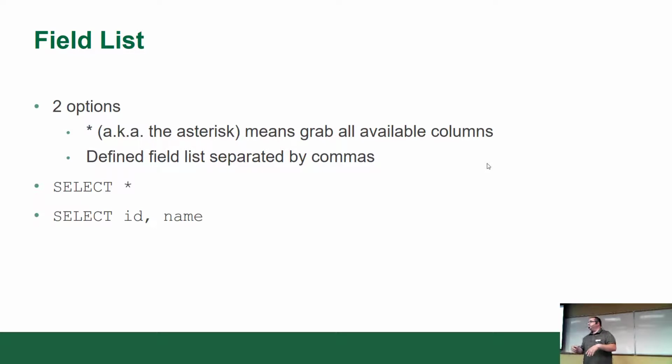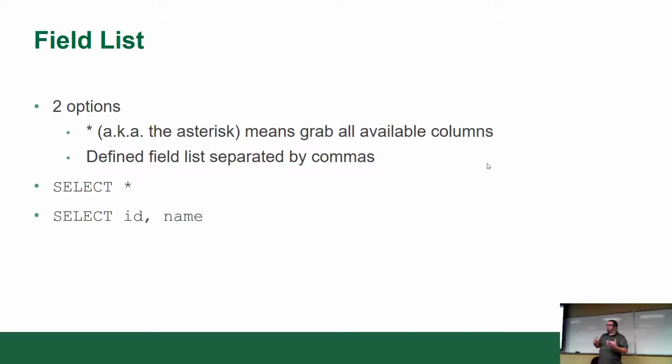The field list, there's 2 choices. There's the option which is the asterisk, which means grab all available columns. So select star, which you can see right over here, right below. Select star means grab every column that you can see. Not you personally can see, that the database server can see. So if you go select star from users, it'll return every column in the users table. Or you can return a set list of columns, and you separate them using commas. For example, select ID, comma, name.